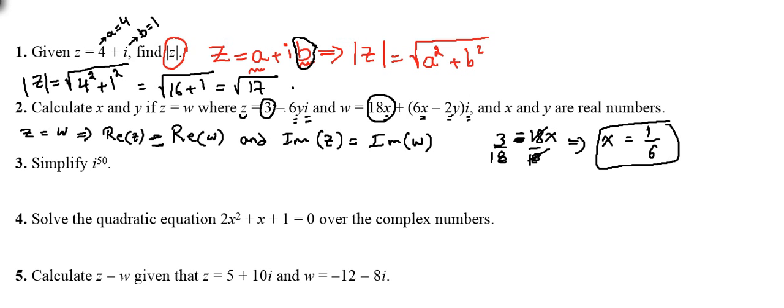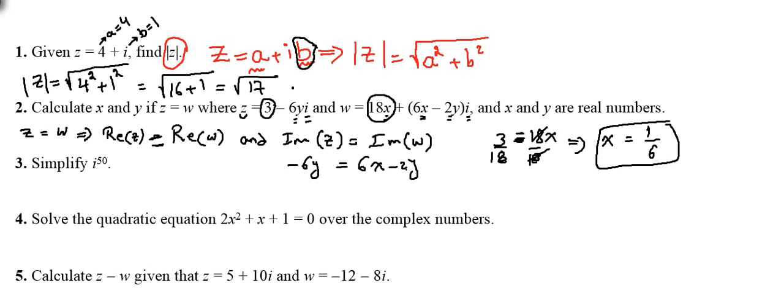Now, what is the imaginary part here? The imaginary part is minus 6yi equal to 6x minus 2yi. We take only the real number multiplied with i, which is minus 6y here, and it is equal to 6x minus 2y, the number multiplied with i there. And we already found x, which is 1 over 6.